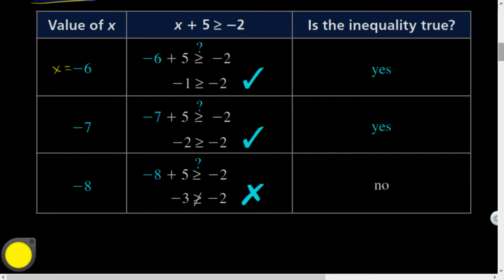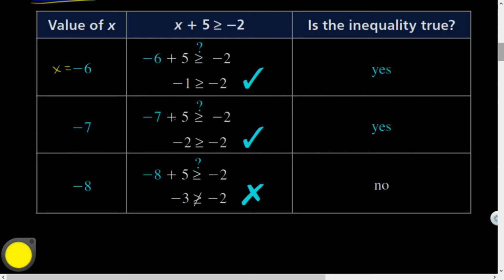So watch this check. -6 plus 5 simplifies to -1. Is -1 bigger than or equal to -2? Right? I'd rather owe someone $1 than owe someone $2. I'd rather lose 1 finger than 2 fingers. It's a better deal. It's bigger than -2. So yes, that is true. That means that this is a solution. This is one of the solutions, okay?